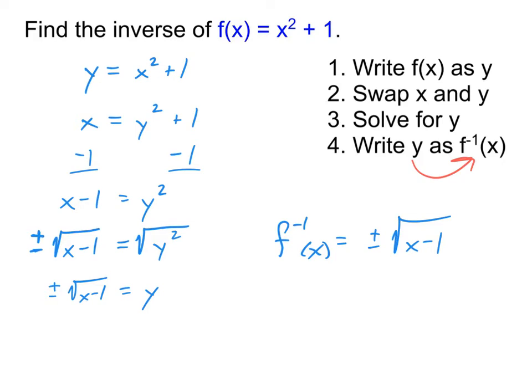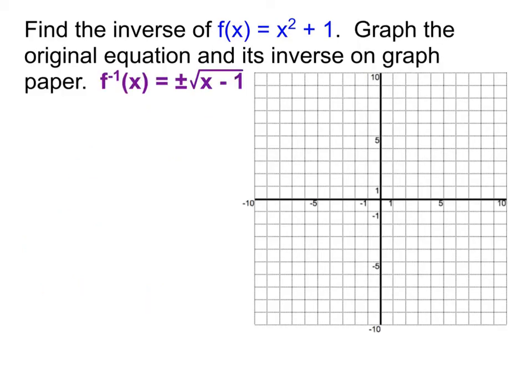All right, now that I have my inverse equation found, I again want to take a look at the graphs and see what's going on with those. So let's go ahead and graph the original and then take a look at the graph of the inverse of this function. I'm going to be graphing f of x equals x squared plus 1. Well, that I know is a quadratic shifted up 1. So I can go ahead and graph that, and now I need to graph the inverse function, the inverse of f of x equals plus or minus square root of x minus 1.